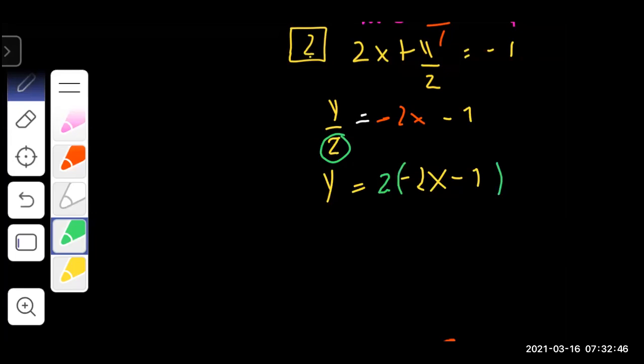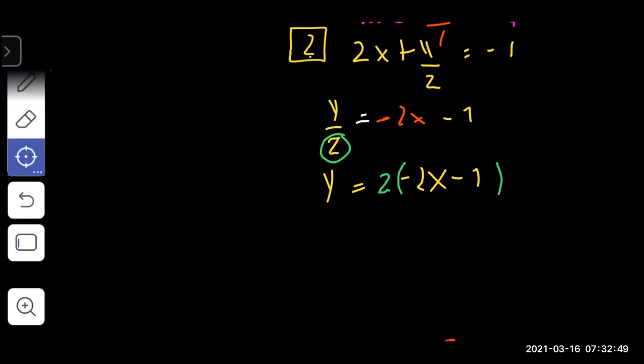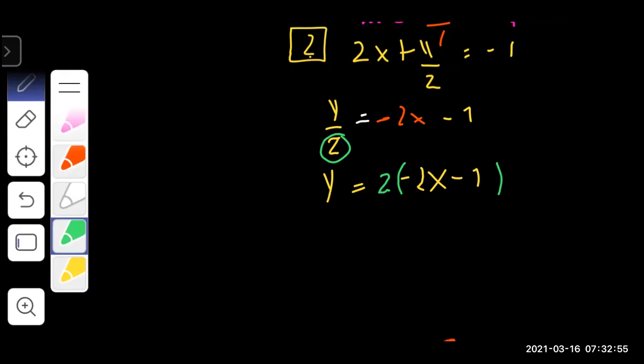That's why I'm going to use parentheses. Because this 2, guys, is going to multiply this and multiply this. Okay, 2 multiplying this and multiplying this. That's why I use parentheses, because it's going to multiply everything on my right side. Let's use the distributive property in order to solve that.